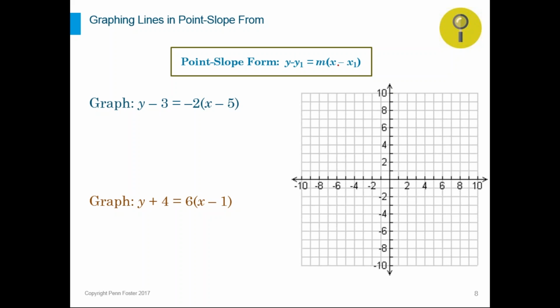In this form, y is just a variable. It will stay as y. Y1 is the y coordinate of the point that the line goes through. M, as you know, is the slope, how steep the line is, and whether it is inclining or declining. X is a variable, it will have to stay as X, and then minus X1, which is the X coordinate of that same point that the line goes through.